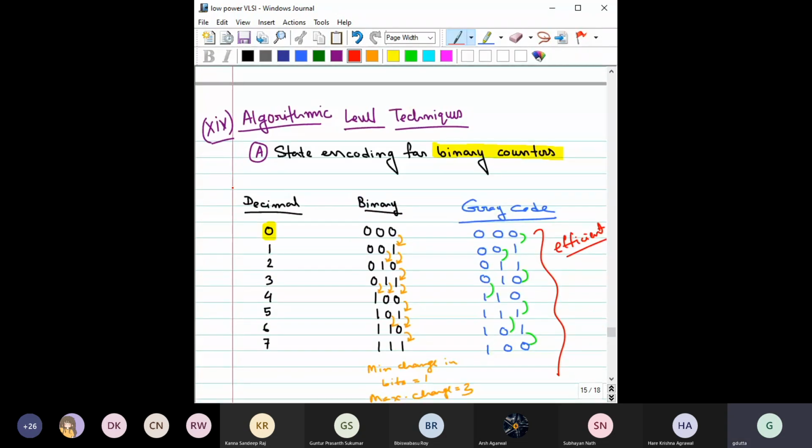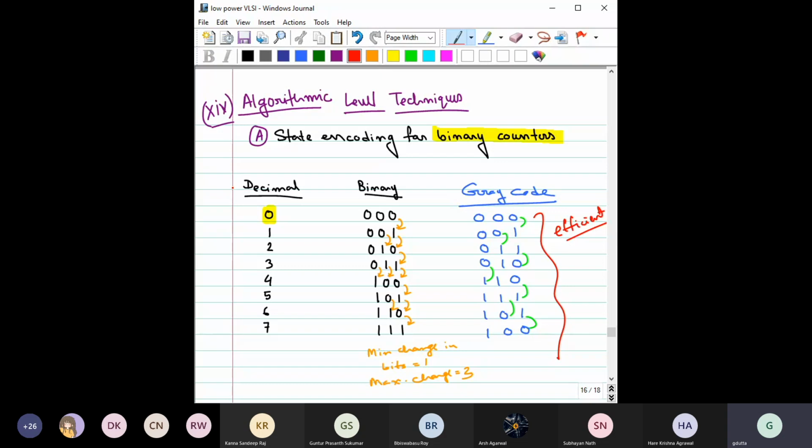Then the algorithmic level, I will take 2 more minutes, okay? Algorithmic level technique. This is just from the algorithmic level point of view. Say we want to make a binary counter, then you have an option to choose the number pattern. Say an 8-bit binary counter.